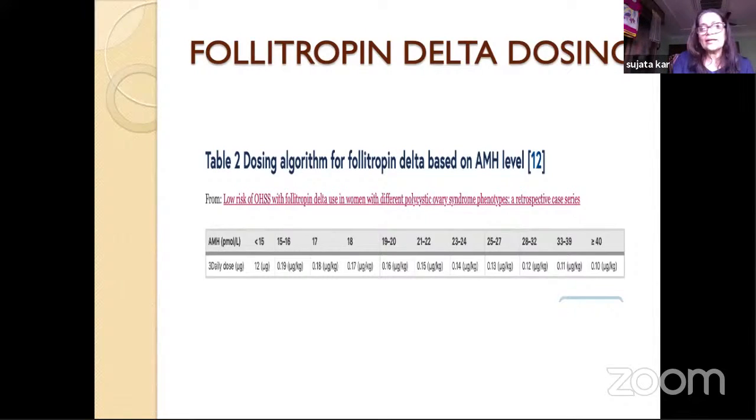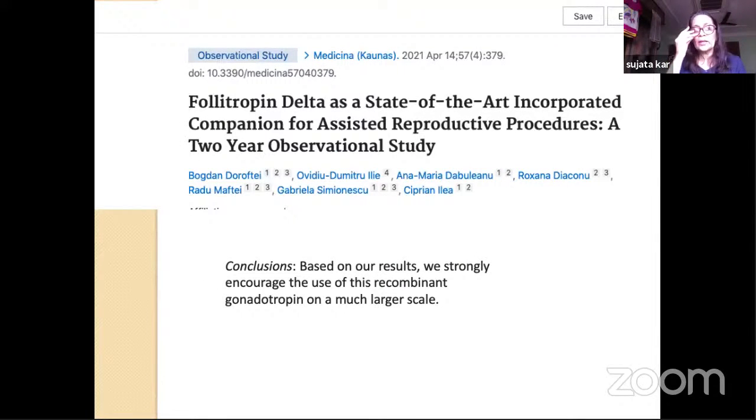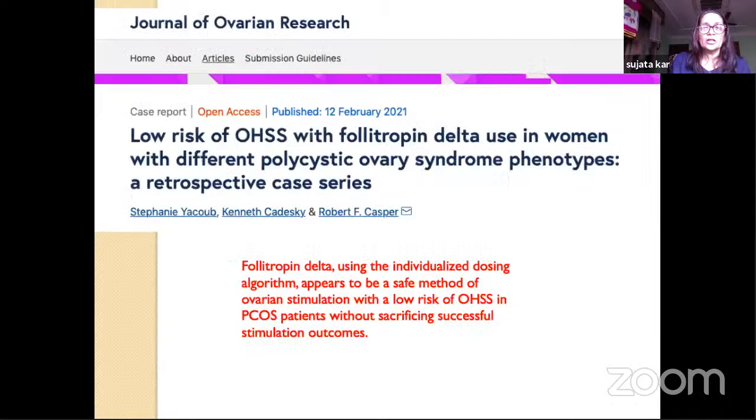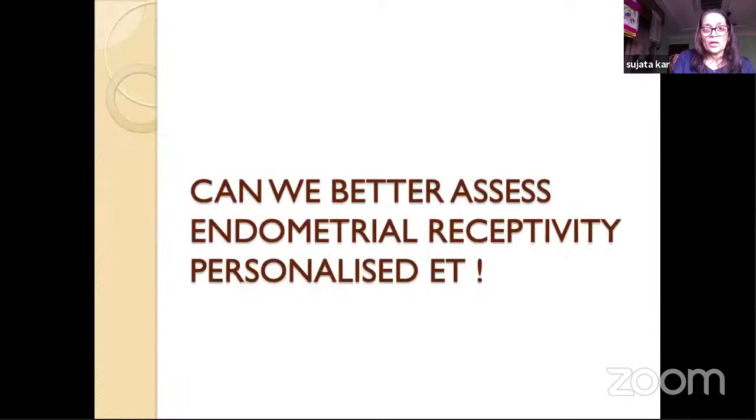So follitropin delta is now the recent one, and many recent studies have shown that we strongly recommend and encourage the use of this gonadotropin on a much larger scale. And the best part is that it can be used very much for lowering the risk of OHSS in hyper responders.